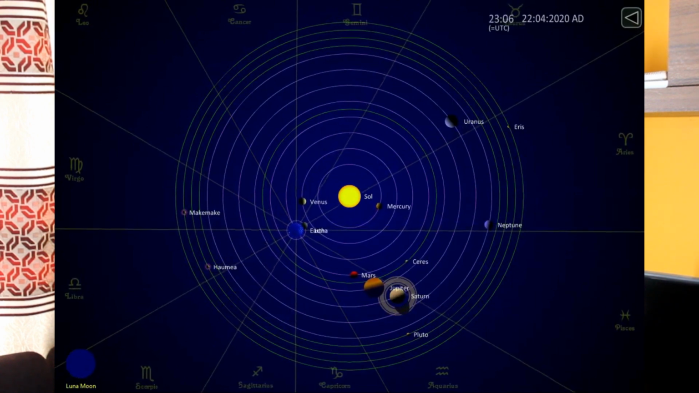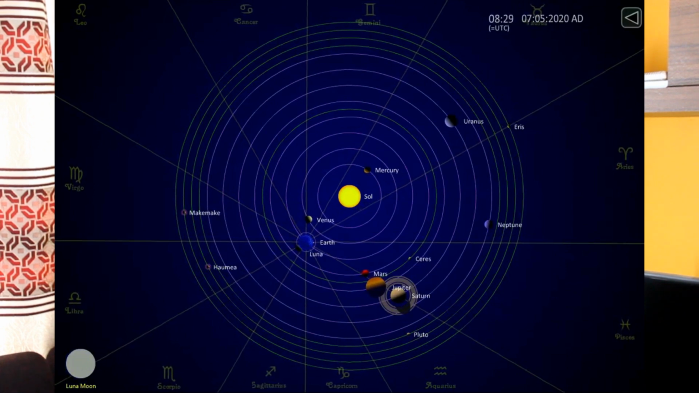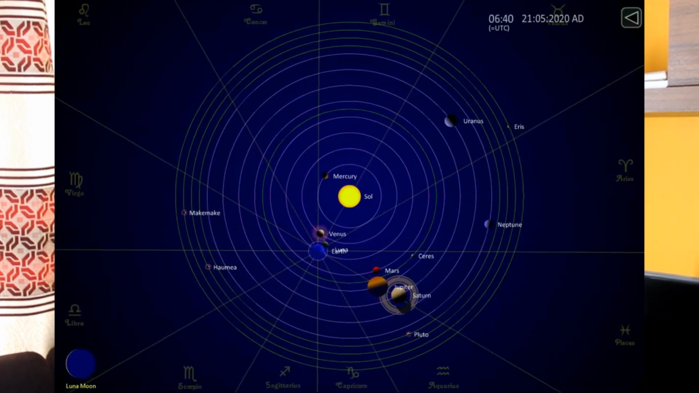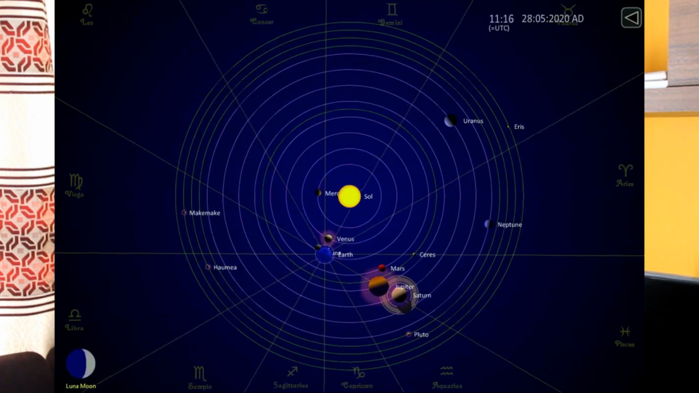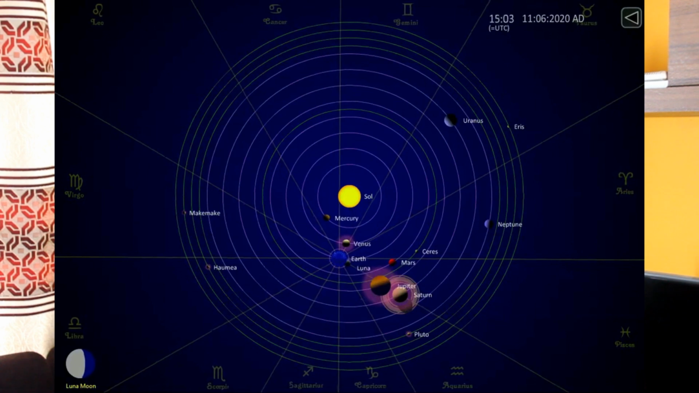You can see that the Earth is rotating, and the moon is rotating around the Earth. The moon is rotating at a very fast rate. That is one concept you have to understand. I'll tell you at how much rate it will rotate.